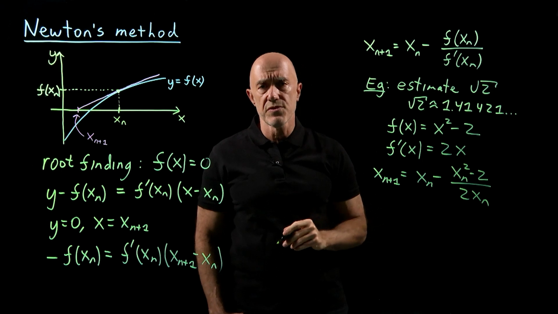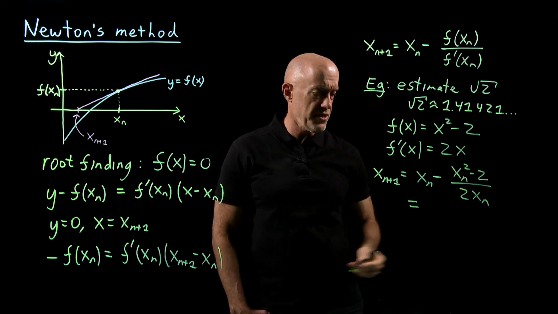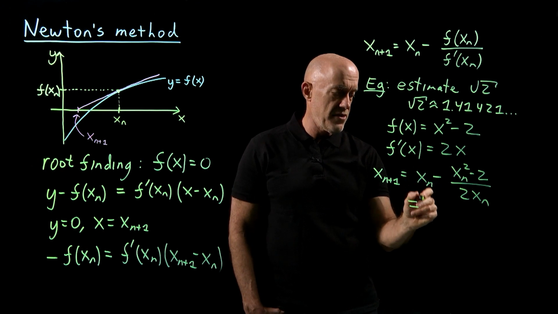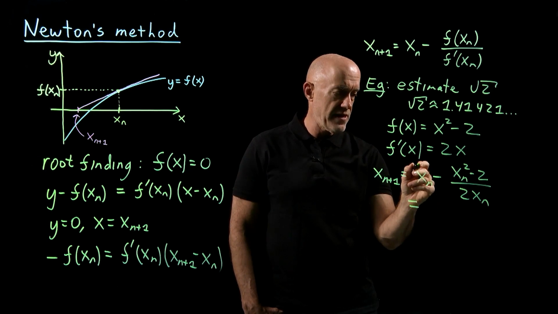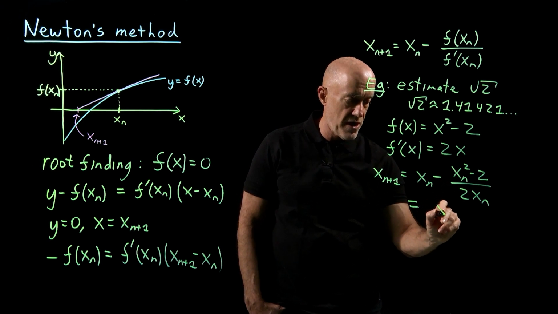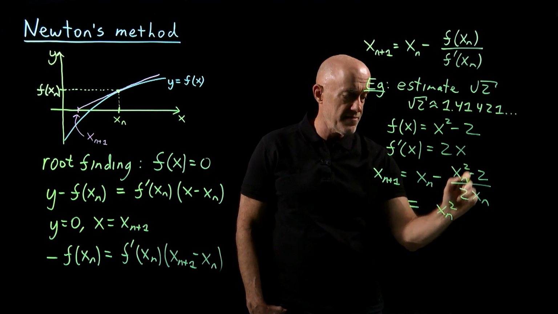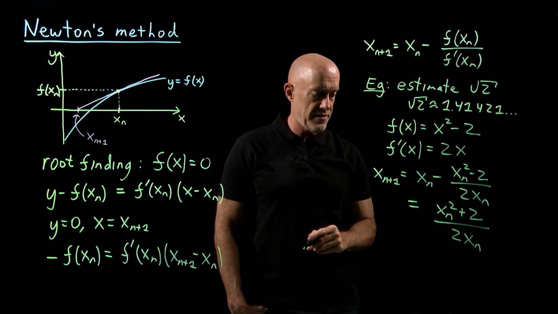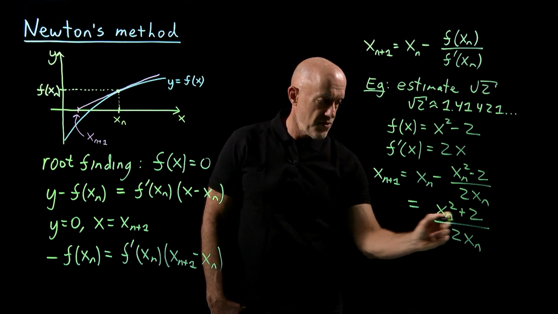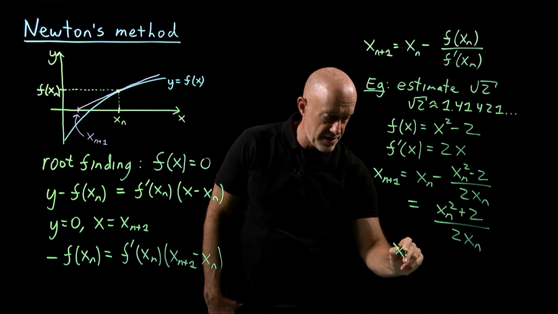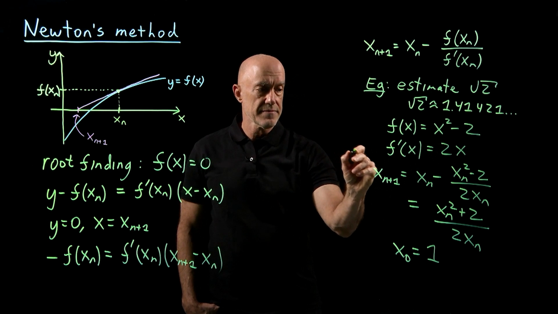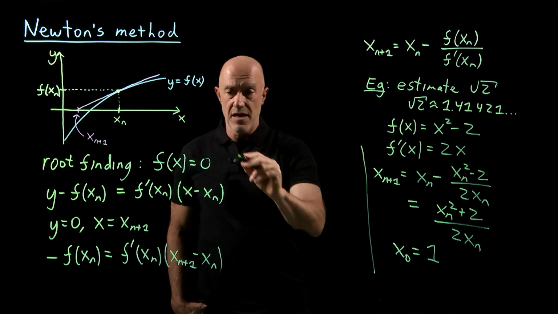In a computer, you would use this form, but in a hand calculation, I'm going to combine it into a single fraction. So we multiply numerator and denominator by 2xn. So we'll have 2xn squared minus xn squared, which will be xn squared plus 2, divided by 2xn. So I can use that for my hand calculation. We need an initial guess for the root, so we'll just choose an easy one, which is an initial guess of 1. Okay, let's have a look at the iteration then.